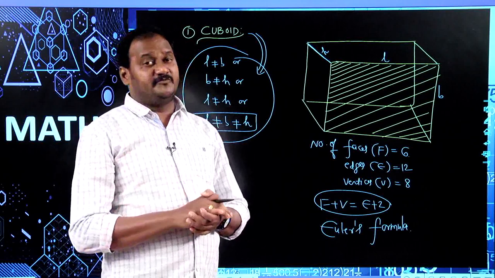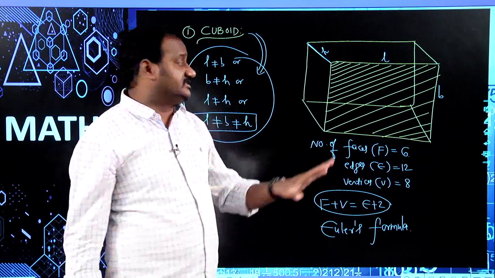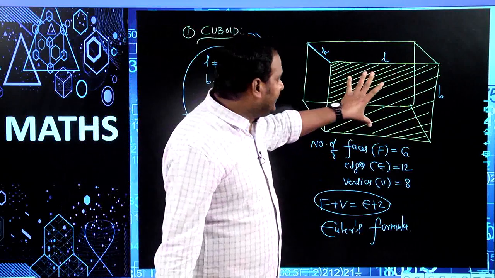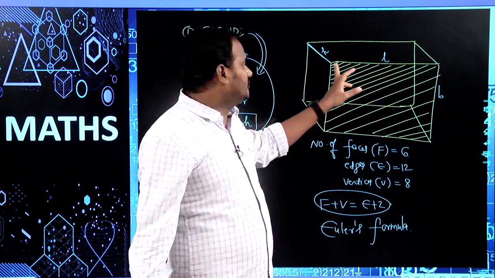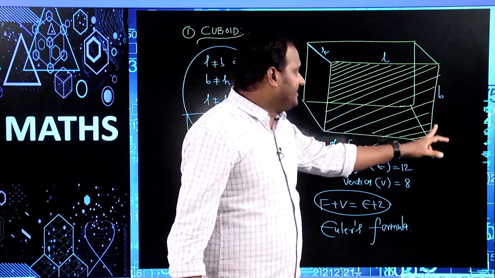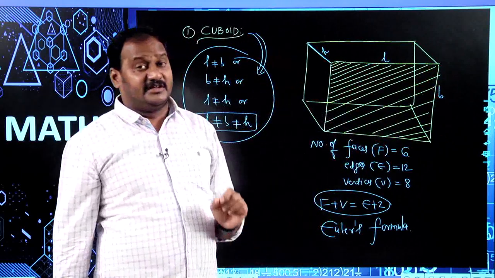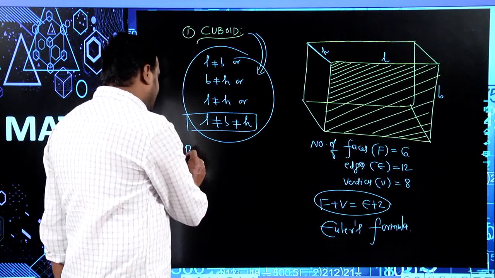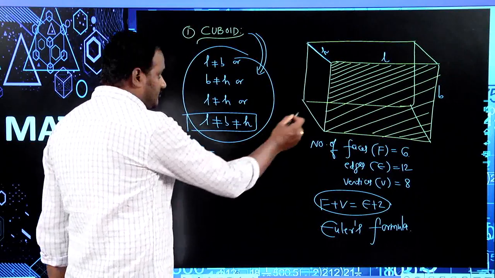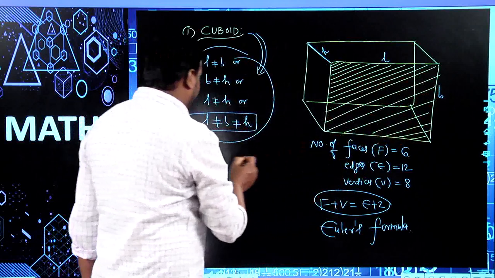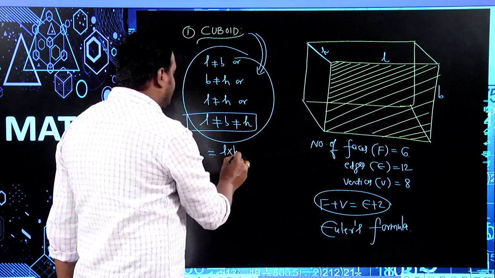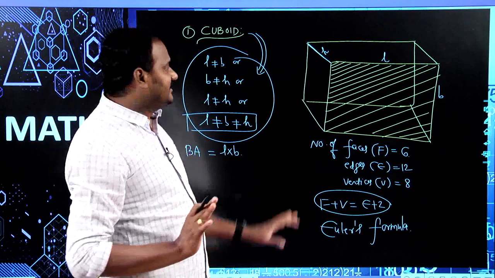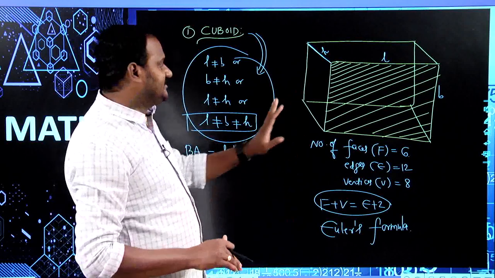So, if you find the base area of this cuboid, so this is the base. Okay? What is the area of the base of this rectangle whose length is equal to L and breadth is equal to B? Therefore, the base area of cuboid is going to be length multiplied by breadth. So, L into B is the area of the base of the cuboid or rectangular prism. Okay, this is the base area.